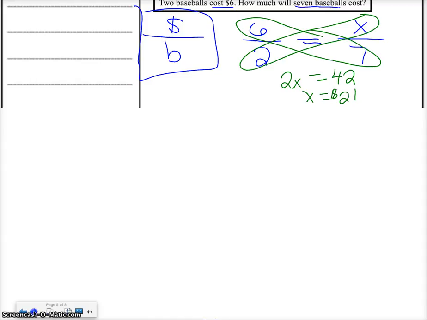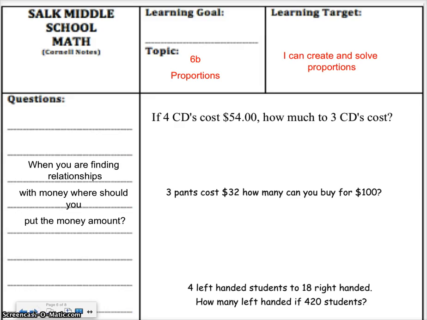Okay, let's do another one. I love word problems. It's my favorite. This is like my favorite lesson ever. If 4 CDs cost $54, how much for 3 CDs? So what am I talking about? Money is to CD. Then I make my little skeleton. I have money is to CD as money is to CD. So how much money at first? 54 bucks. Is to how many CDs? 4. Okay. How much will 3 CDs cost? So where do my CDs go? Bottom. So I'm looking for my dollar.